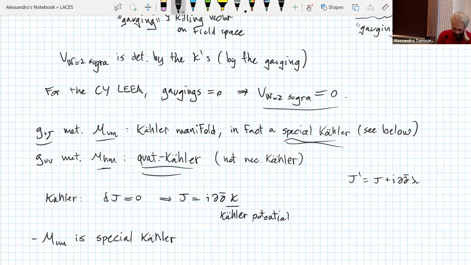Why is this? I can not immediately tell you why, in the sense that it's a consequence of something called the partial partial-bar lemma. As the name says, it's a lemma, it would need to be proven. I'm not going to prove it. It's the same way as I didn't prove the Poincaré lemma that tells you that a closed form is locally exact. And this is an improvement over that lemma that you can show on Kähler manifolds.